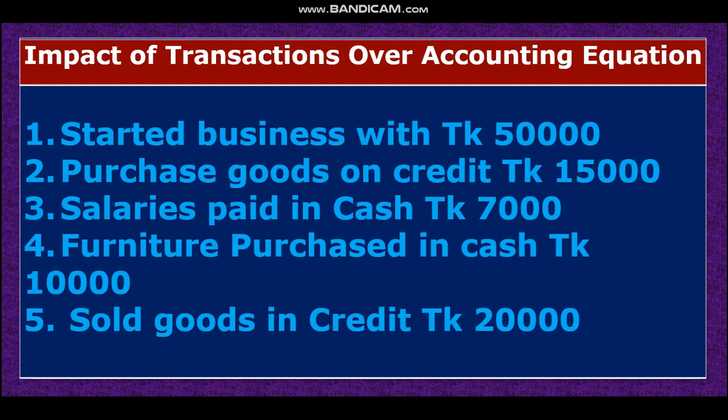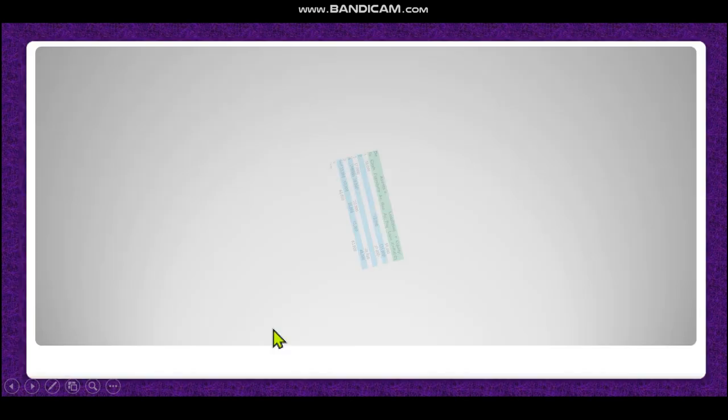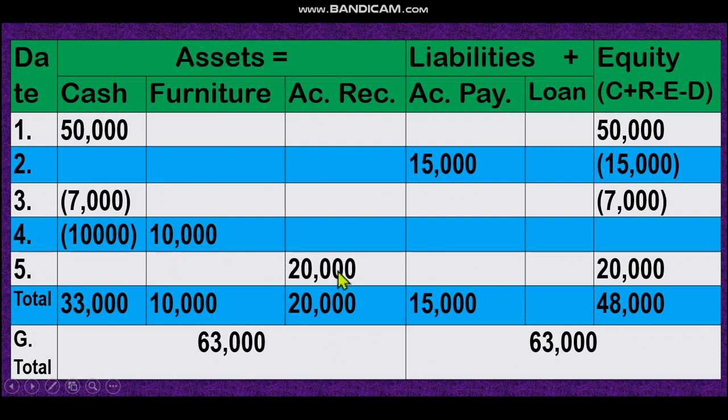Then next one, look at the last transaction, sold goods on credit. That means if we sold goods, what will happen? Our income increases. And on credit, that means accounts receivable, an asset, also increases. So sold goods on credit, asset increases and equity increases.